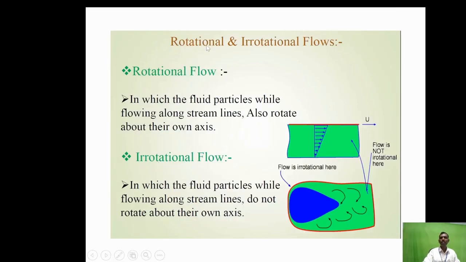That is, if the density value is constant, that flow is called incompressible flow. Next one, rotational and irrotational flow. In rotational flow, the fluid particles, while flowing along the streamline, also rotate about their own axis, and that flow is called rotational flow. Irrotational flow means, in this example also, the fluid flows along the streamline and does not rotate about its own axis, and that flow is called irrotational flow.